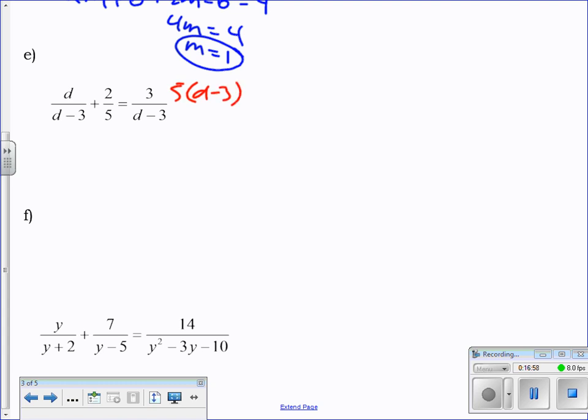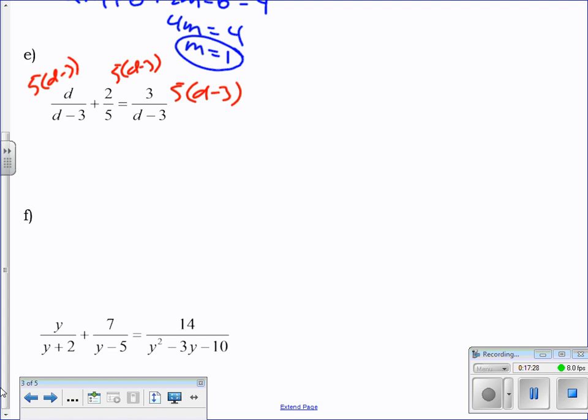Because if I were to add these, what would I need to do? I'd need to put a 5 here, and I would need to put a d minus 3 here, right? So that's what I'm multiplying by. So 5 times d minus 3, 5 times d minus 3, 5 times d minus 3. When I have a complex problem like this, I write what I'm multiplying each fraction by next to each fraction, so I don't miss something.